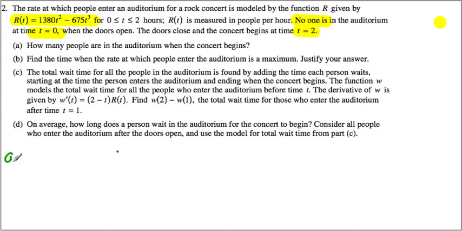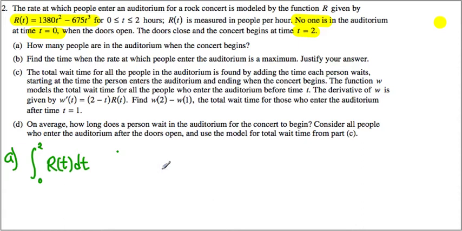Part A. Find how many people are in the auditorium when the concert begins. That means we just have to collect all the people who go into the auditorium from time t equals 0 to 2. In other words, we are looking at this integral, because R of t is the rate at which people enter the auditorium. If we evaluate this, it will tell us how many people have gone in.